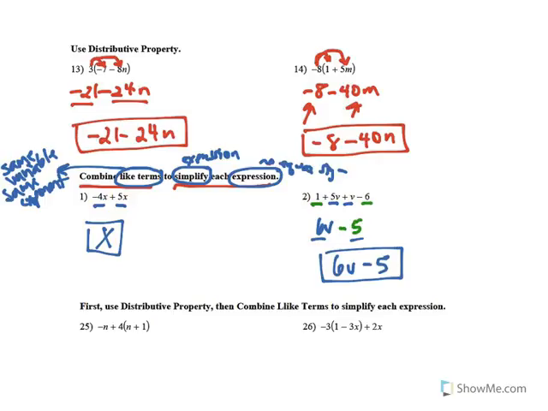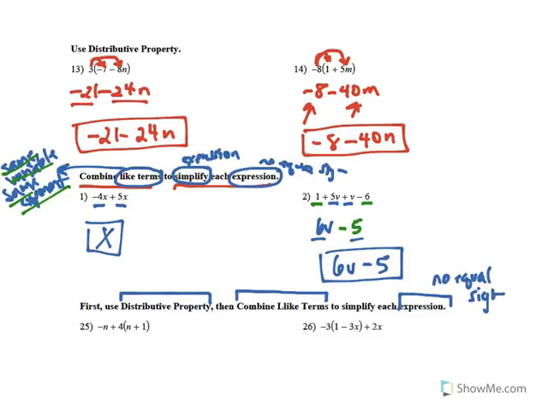In this next part here, it says, first, use the distributive property. So we're going to distribute inside the parentheses. Then we're going to combine like terms. So that means we will be combining terms with the same variable and the same exponent to simplify each expression. So we will not have an equal sign. Okay, now we have broken down the juicy words.